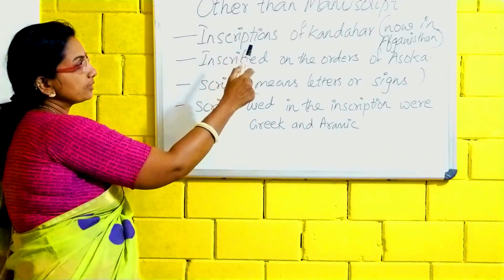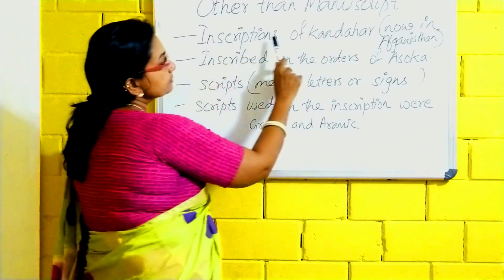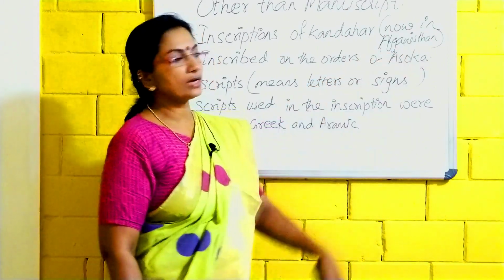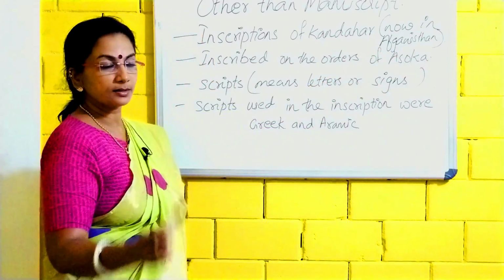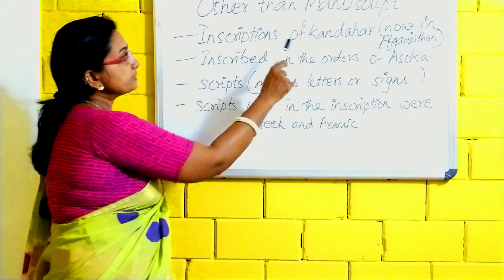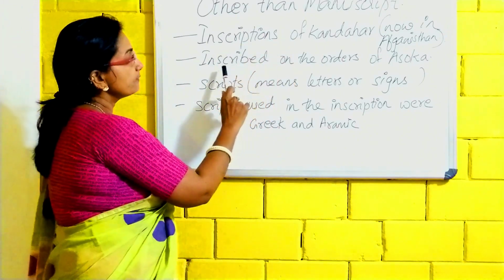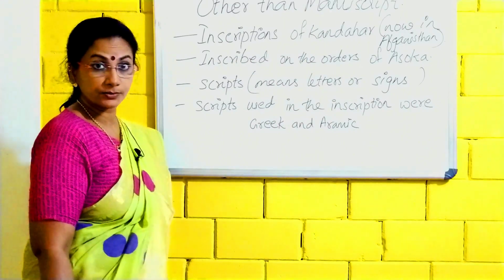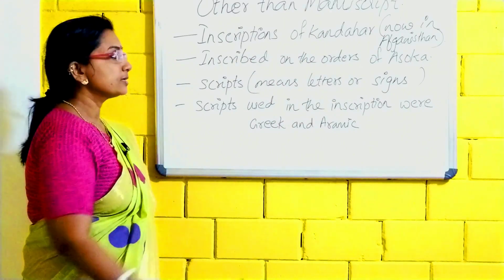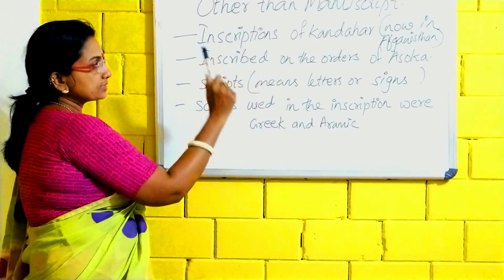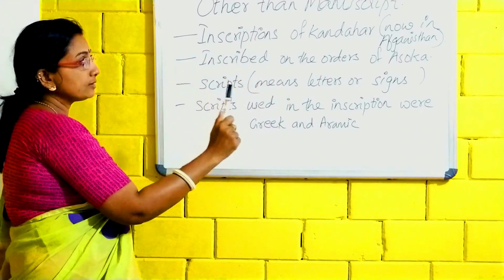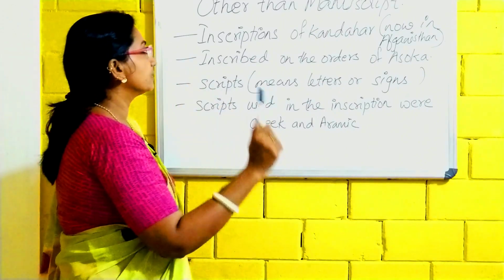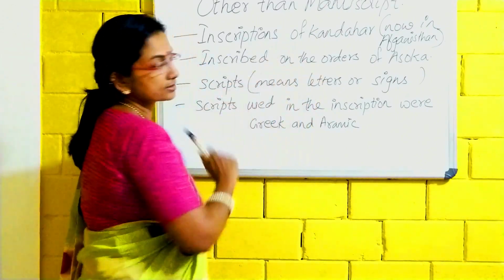We can see one type of inscription, the inscription of Kandahar. Where is this Kandahar? Kandahar is now in Afghanistan, and this famous Kandahar inscription was inscribed on the orders of King Ashoka. King Ashoka was a famous ruler. So, what did King Ashoka inscribe? Inscriptions were written on this Kandahar inscription.